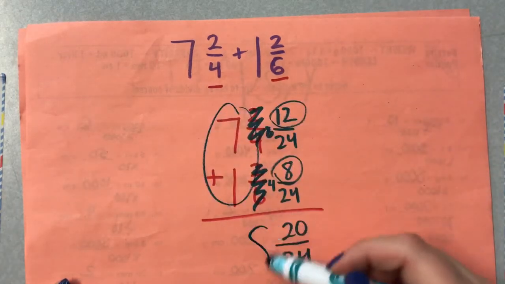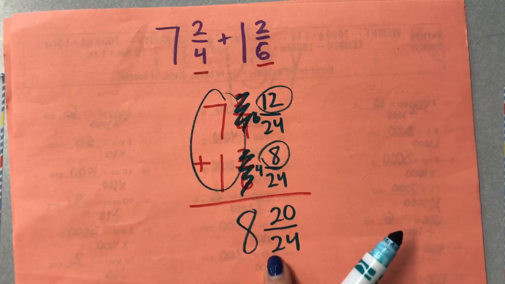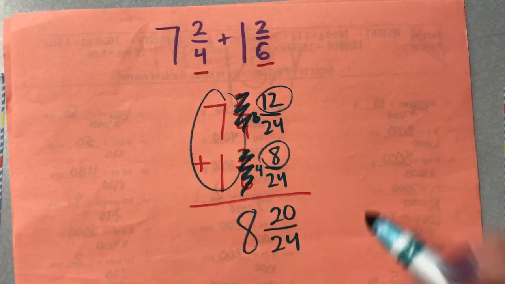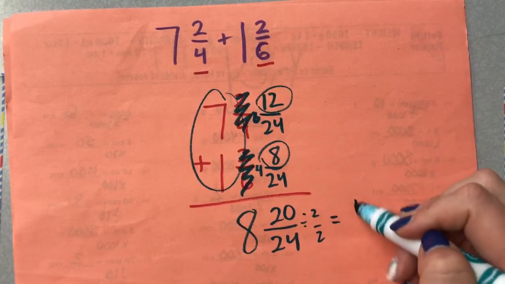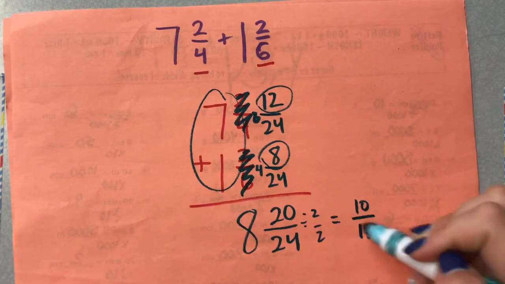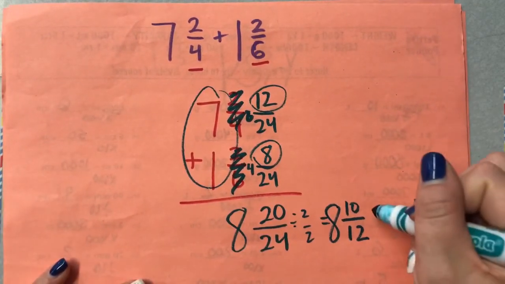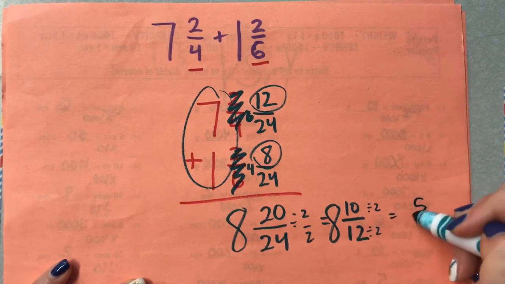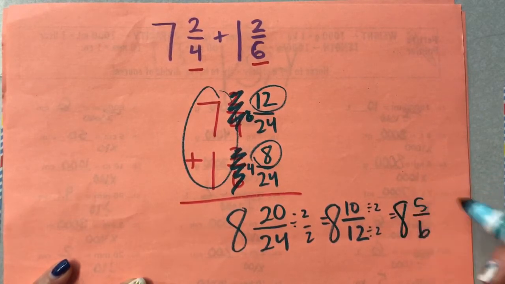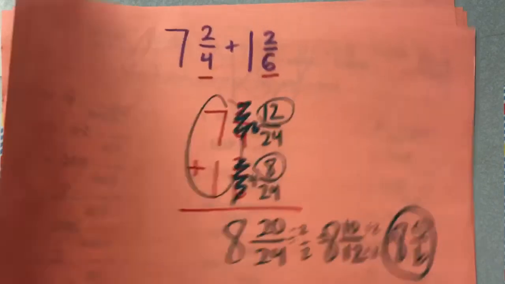And then I just add my whole numbers. Easy as that. Now in this case, this can simplify because 20 and 24 are both even. So I'm going to divide by 2 halves. And so my answer becomes 8 and 10 12ths. And then I realized that 10 and 12 are both even, so I'm going to divide by 2 halves, and it becomes 5 6ths. And so my answer is 8 and 5 6ths.